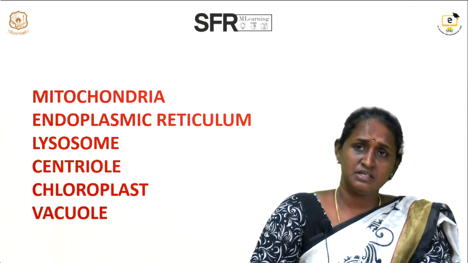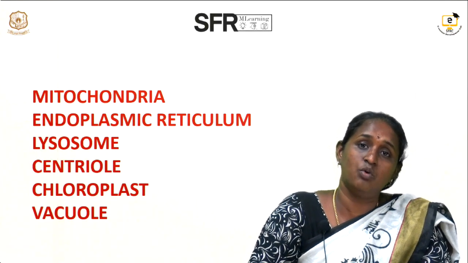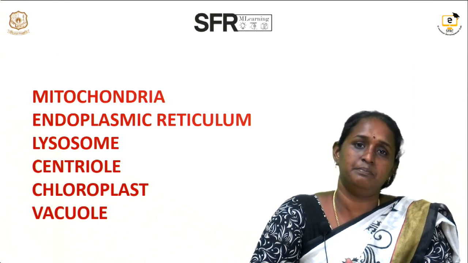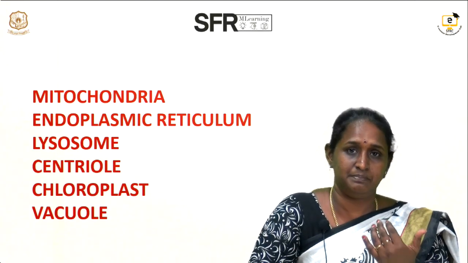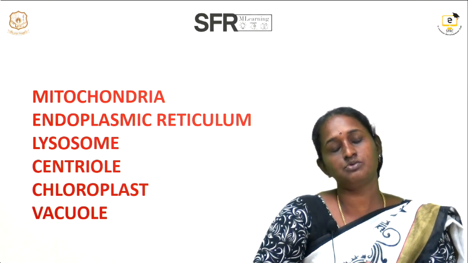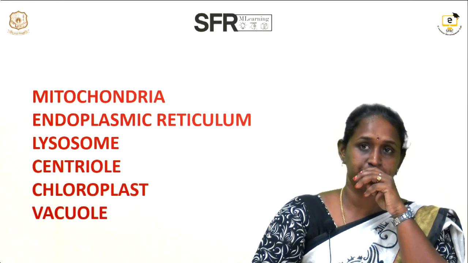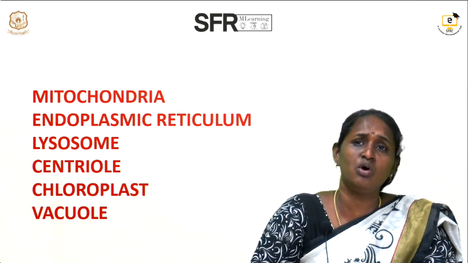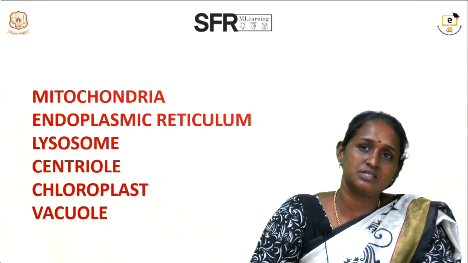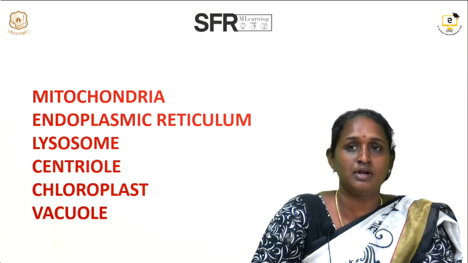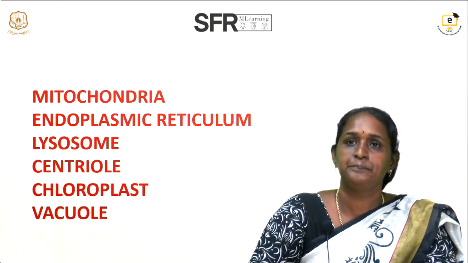The chloroplast is called the food factory of a cell, because it produces food in the cells. That's why it is called the food factory of a cell. And the next one is the vacuole. The vacuole is the storage tank. Why is it called a storage tank? Because it can store water, food and some chemicals inside.